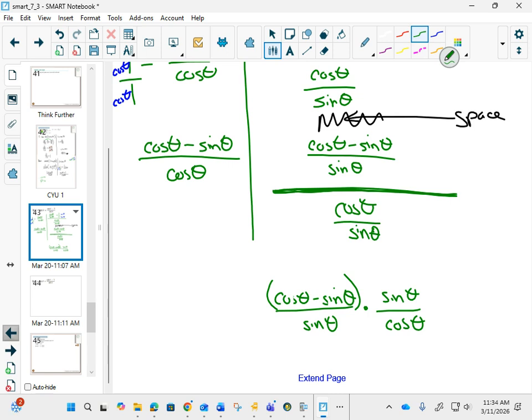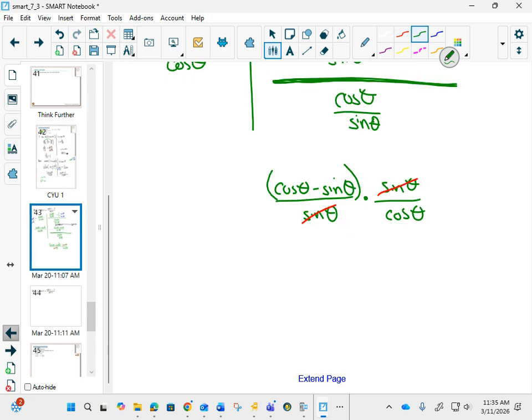But once that's grouped together, do you notice that these are identical? So those could simplify and go away. If they did, how do you multiply fractions? Well, what am I left with? On the top, I'm left with cos theta minus sine theta, and on the bottom, I'm left with cos theta.